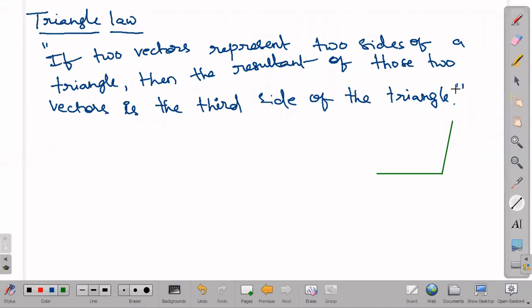Now, these two are representing two sides of a triangle, right? If two vectors represent two sides of a triangle, then we are saying the resultant of their addition will give the third side of the triangle. So the resultant is what? The third side of the triangle, which will be this, right? So this is how we take a vector addition by using the triangle law of vector addition.